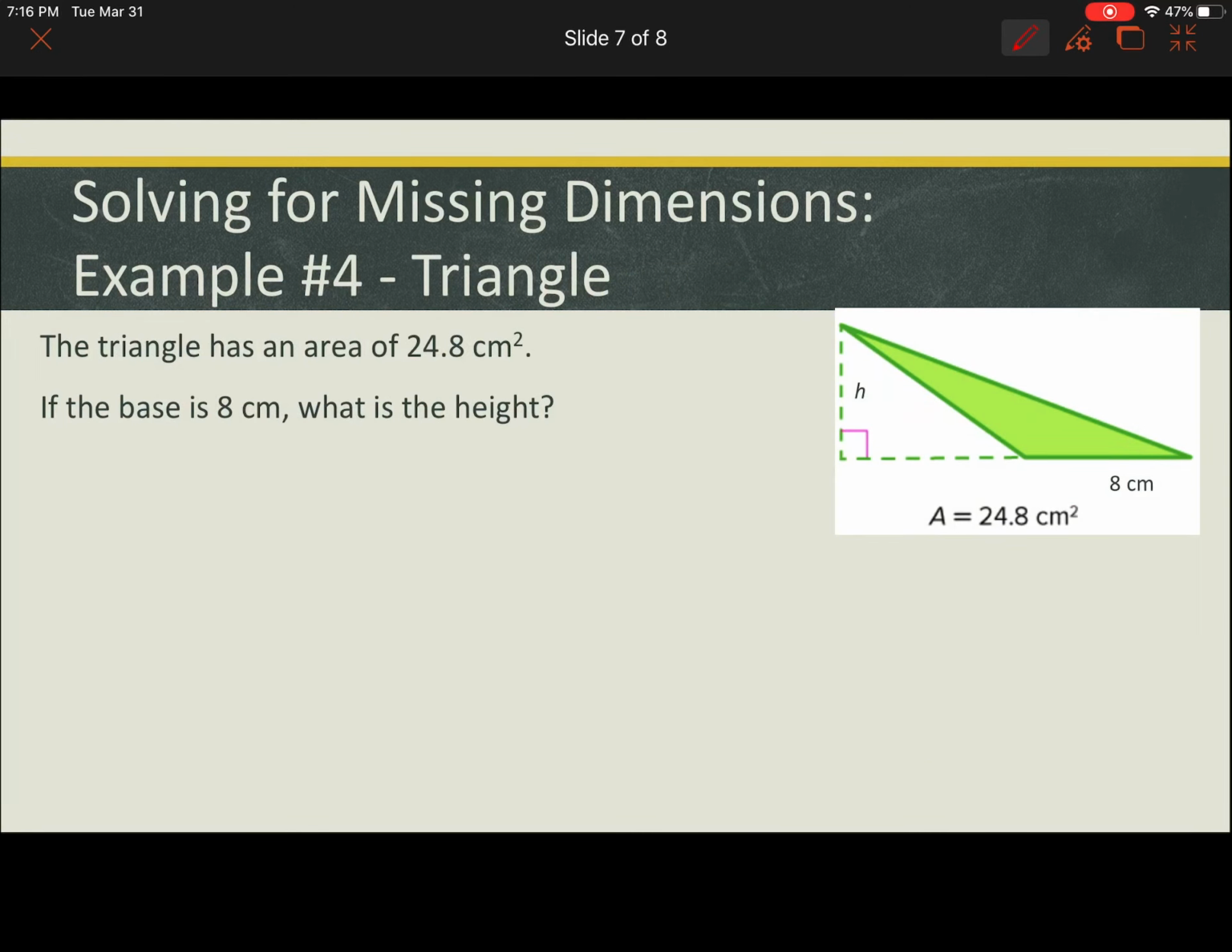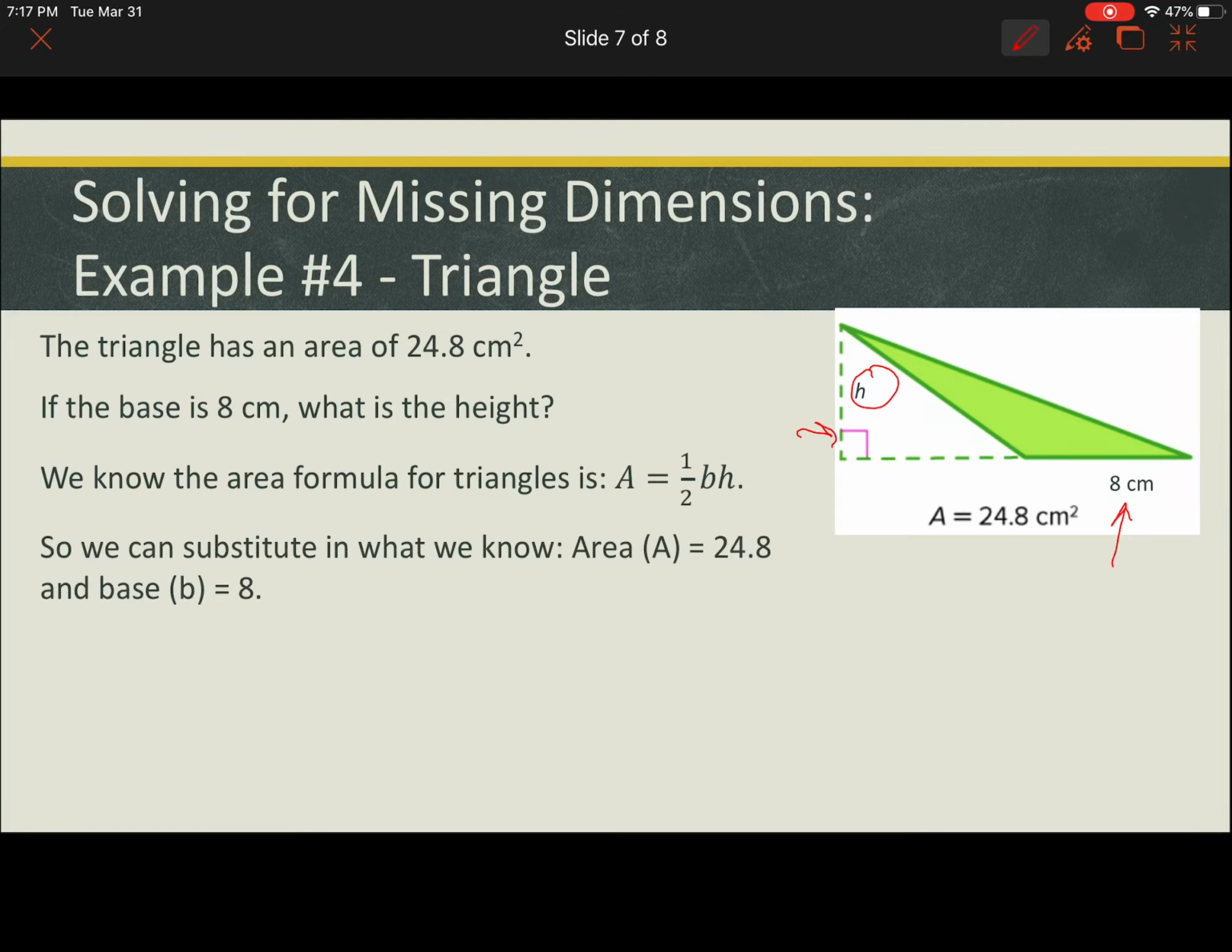Now we have a triangle. So a triangle has an area of 24.8 centimeters squared. If the base is 8 centimeters, again, we're given the base. What is the height? We're missing the height. And remember, the height, again, is perpendicular. And that's given to us by that right angle. The formula for the area of a triangle is 1/2 base times height. Don't forget the half.